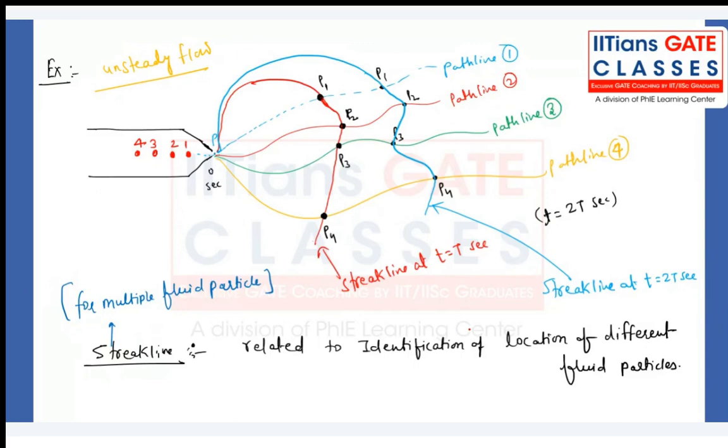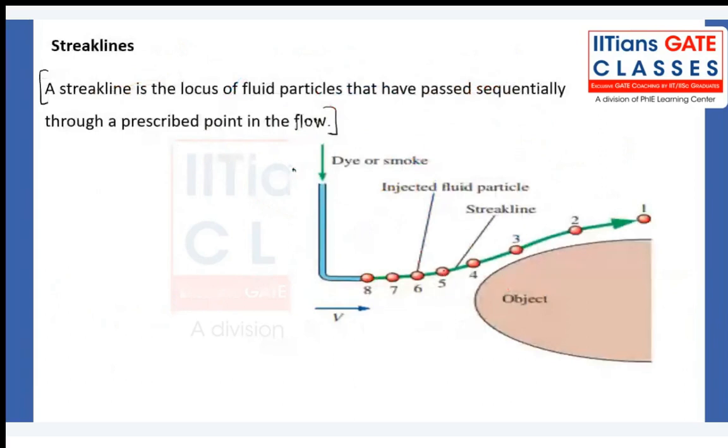At a particular instant, it's more like a Eulerian based approach because it is for the multiple fluid particles, right? Not for the single particles. Now you try understanding this particular figure, how they have drawn this figure. An object is there. On that object, the dye is being injected from here, and it is being injected like this.